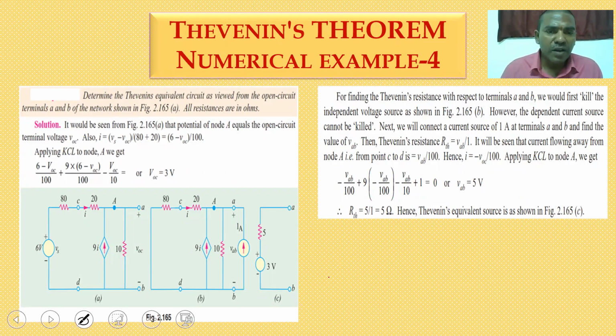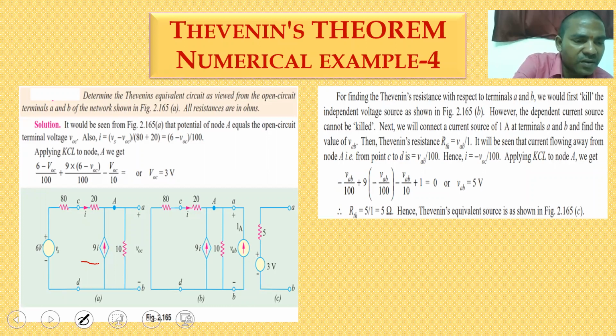So here you are going for the Thevenin's equivalent circuit for the given circuit shown in figure A. So for this figure A, you are having one independent voltage source and another one is a current controlled current source. So 9I is the current controlled current source, 6 volts is the independent voltage source, that is also denoted as source voltage. So now the current I is the current flowing through the 20 ohm resistor.